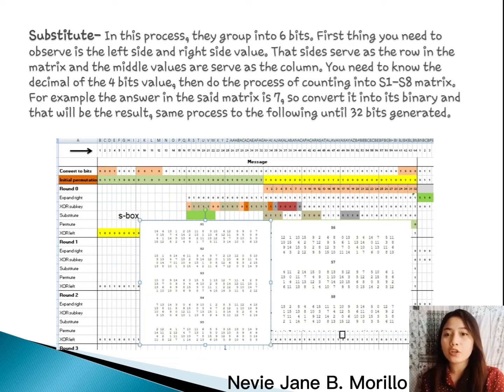Substitute. In this process, they are grouped into 6 bits. The first thing you need to observe is the left side and right side value. Those sides serve as the row in the matrix and the middle values serve as the column. You need to know the decimal of the 4-bit value. Then do the process of counting into the S1 to S8 matrix. For example, the answer in the S matrix is 7. So convert it into its binary and that will be the result. Same process for the following until 32 bits are generated.